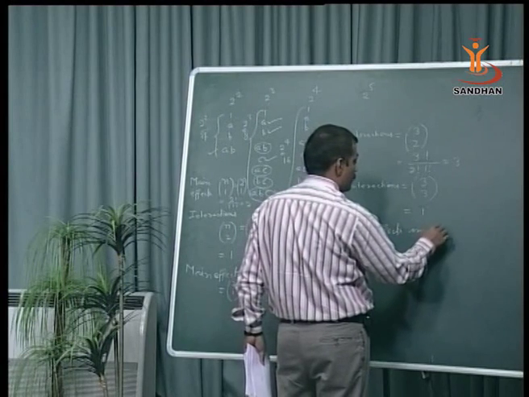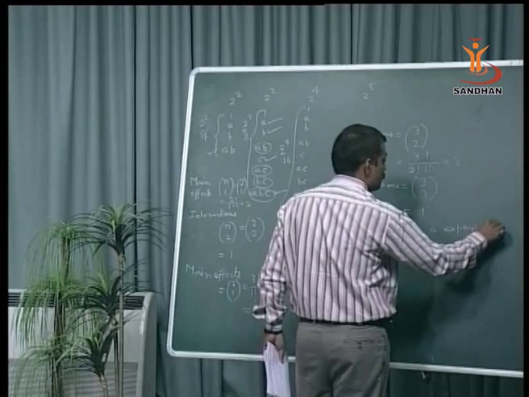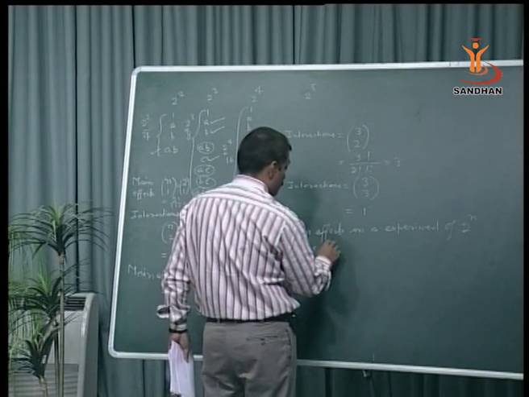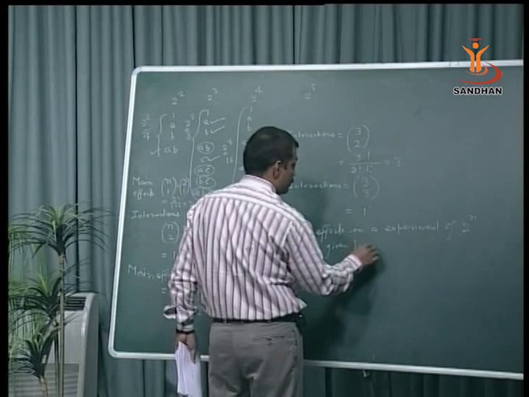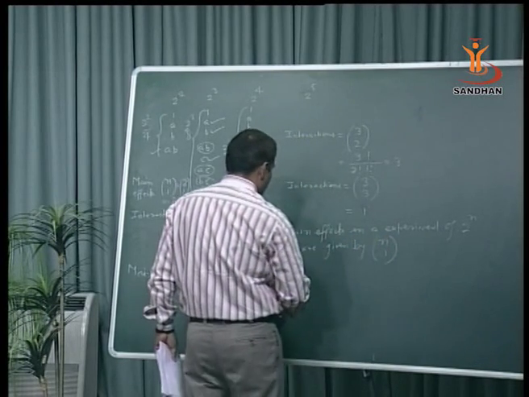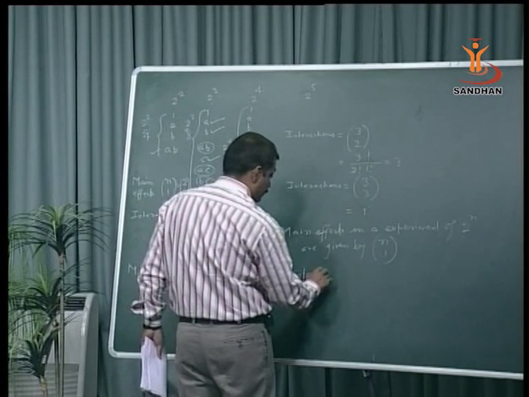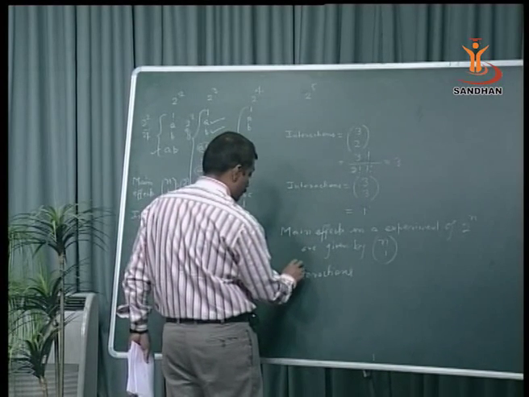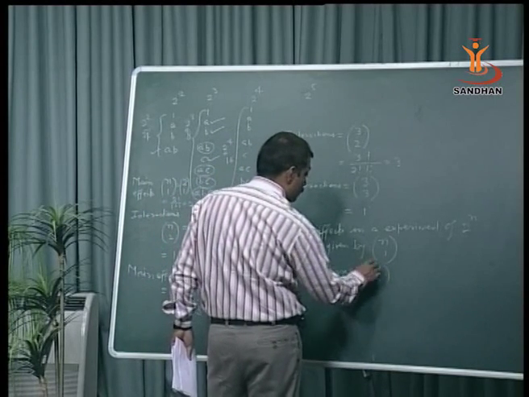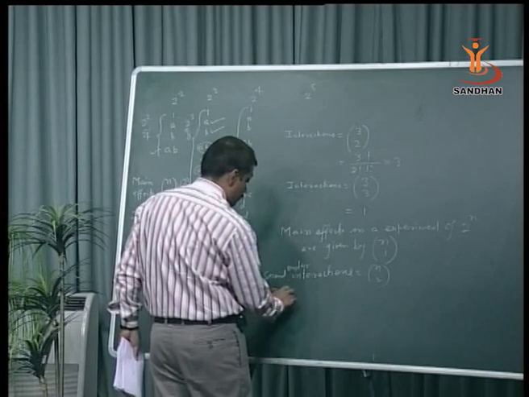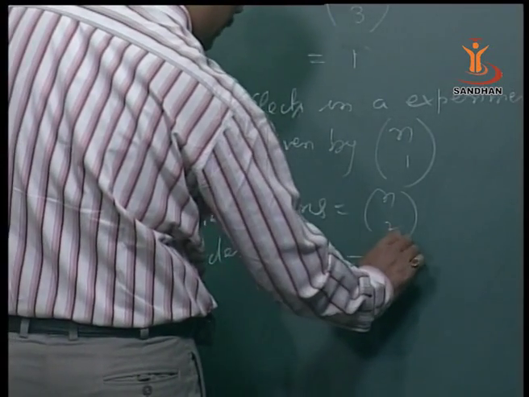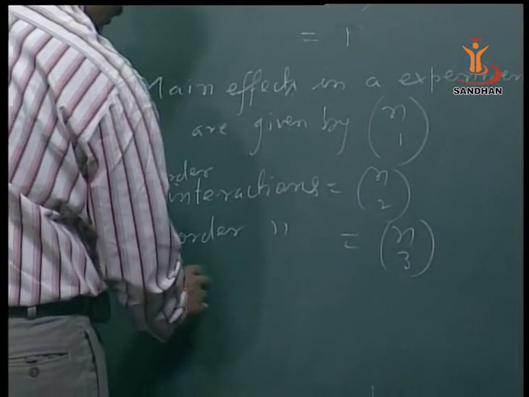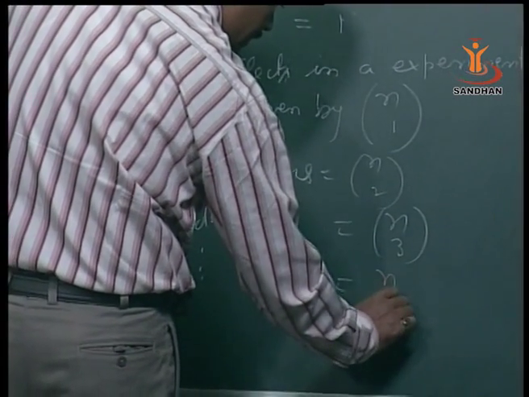So main effects in an experiment of 2 raised to power n are given by nC1. Second order interactions are given by nC2. Third order by nC3, and so on, up to the nth order, which will be nCn.